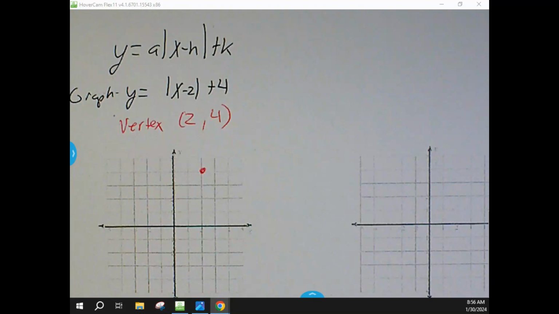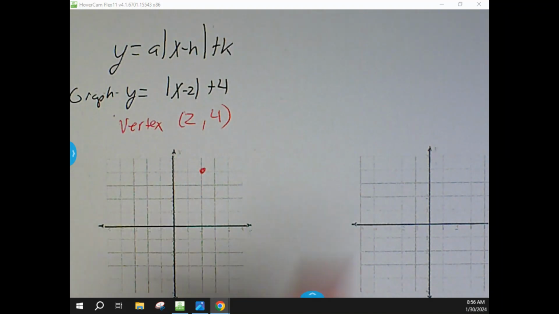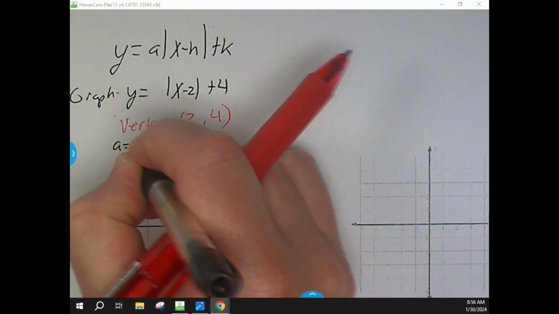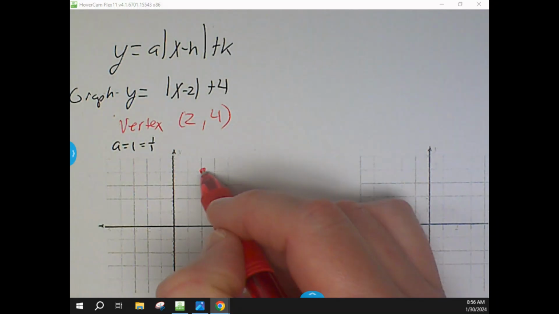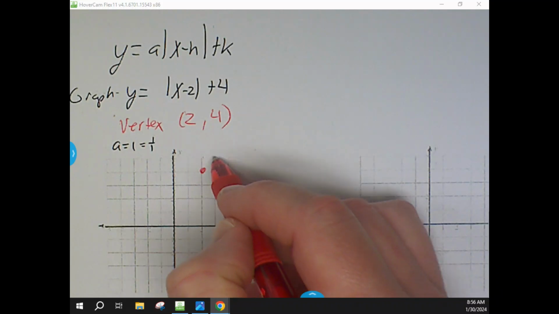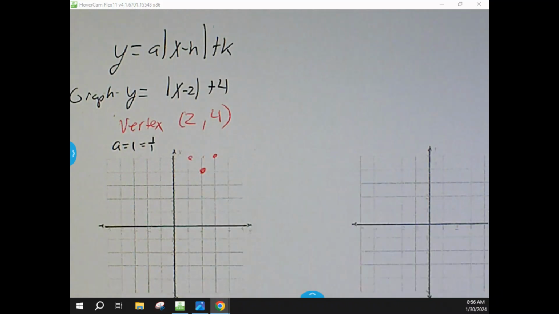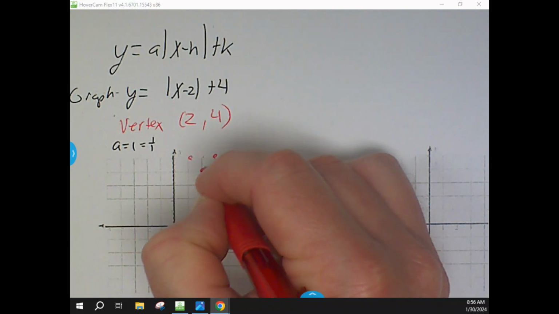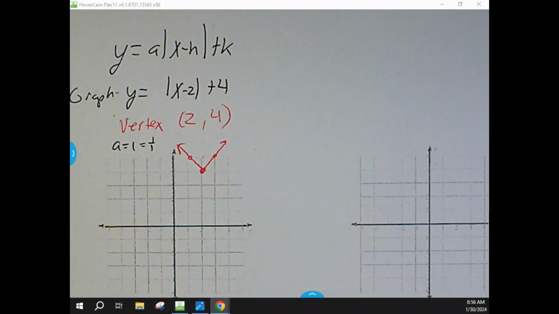There's not a number in front of the x, so that means our coefficient, or a value, would equal 1. If we do it kind of like slope, that means it's 1 over 1. So to get the V shape from the vertex, we're going to go up 1 and over 1 to the right. We're going to go up 1 and over 1 to the left. And there you go. That's all you've got to do.